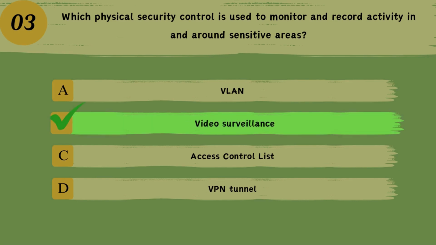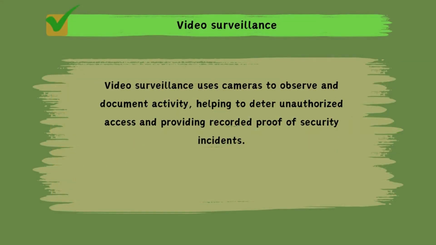Correct answer. B. Video surveillance. Video surveillance uses cameras to observe and document activity, helping to deter unauthorized access and providing recorded proof of security incidents.